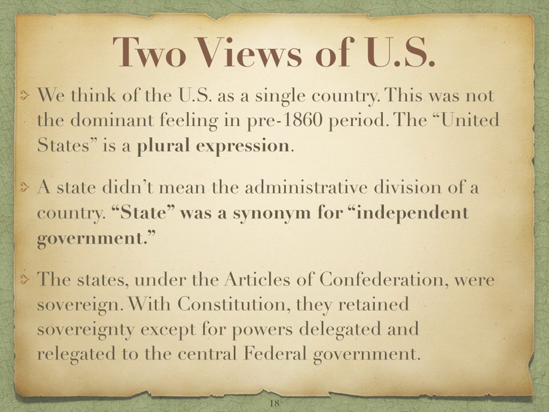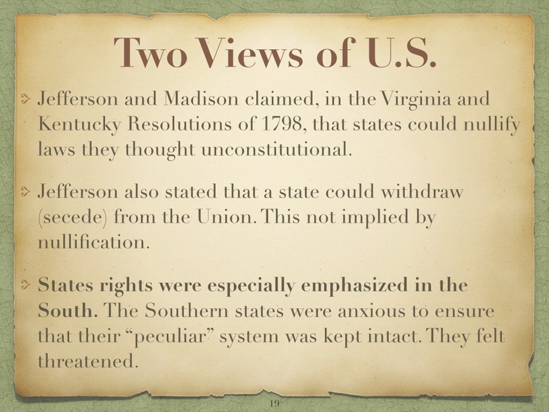And if you remember reading about the Articles of Confederation, after several years from 1780, by 1787, they realized that the Articles of Confederation were very weak, and they couldn't govern the country that way, and that's why they wrote the Constitution. Jefferson and Madison claimed in the Virginia and Kentucky resolutions that states could nullify laws, but eventually this failed. Still, the Southerners hung on to this idea to protect their peculiar system, as it was called. And they felt that the Northerners were very threatening to their system.